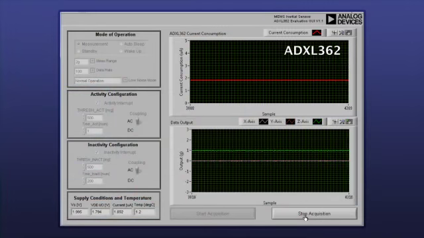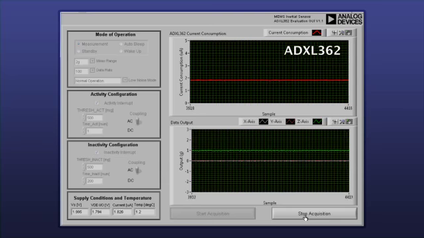On this side, I show the 362 output, and I can measure power consumption on this GUI as well. And on this side, I've got a competitive device, and again, I can make the same measurements with that. So let's take a closer look at the power levels. Let's first take a look at the power consumption of the ADXL362.